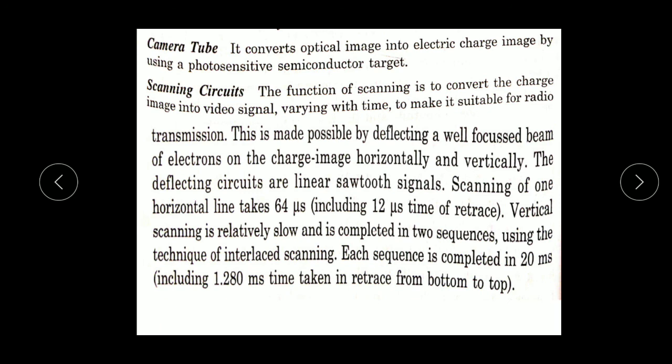Vertical scanning is relatively slow and is completed in 2 sequences using the technique of interlace scanning. We will also discuss this technique in the next lectures. Each sequence is completed in 20 milliseconds, including 1.280 milliseconds taken in retrace from bottom to top. Bottom to top means the scanning goes from the bottom of the TV screen back to the top, basically changing the slide of the TV screen.